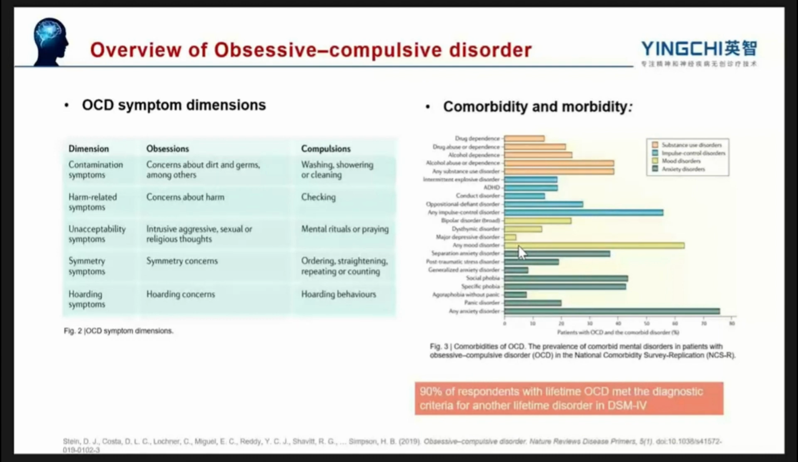It's worth noting that nearly 80% of respondents with lifetime OCD met the diagnostic criteria for another lifetime disorder in the DSM-4. And you can see that most of the comorbidity is the anxiety disorder. This is generally anxiety disorder and the mood disorder and some impulsive control disorders and the substance use disorder.